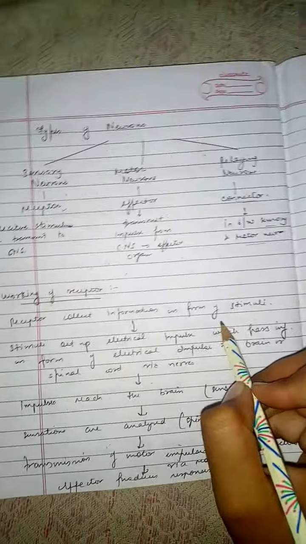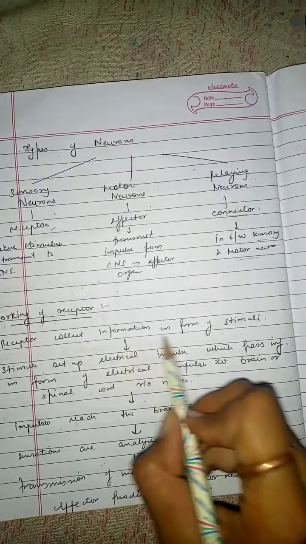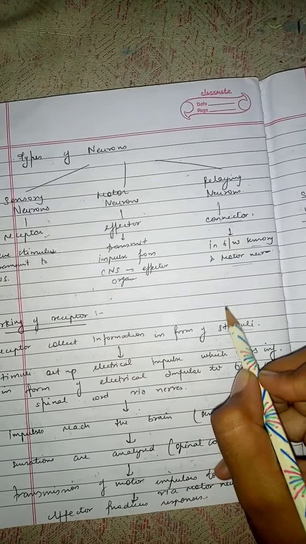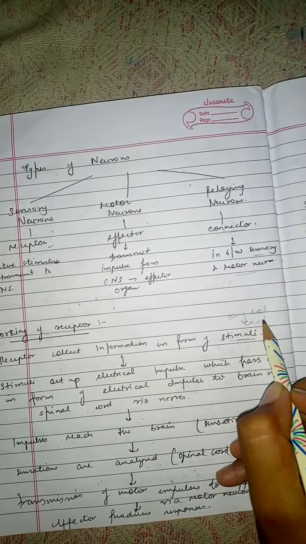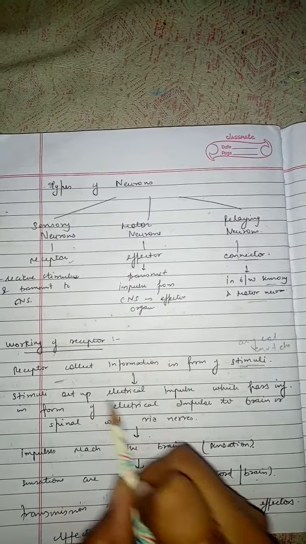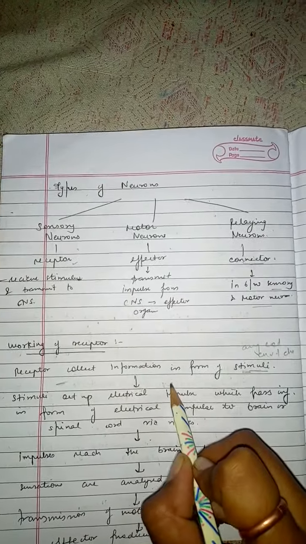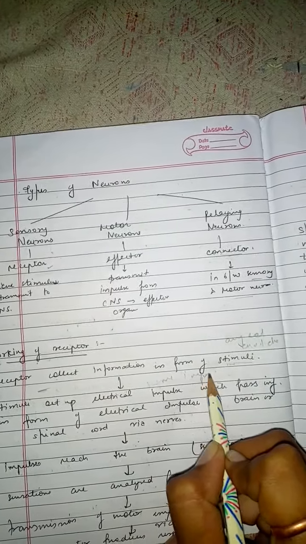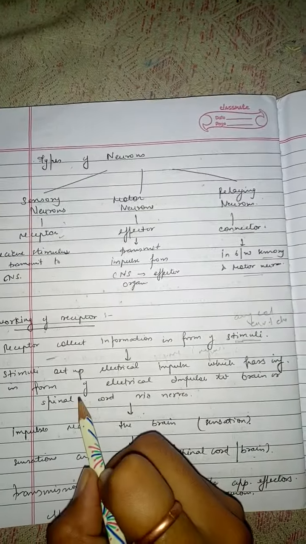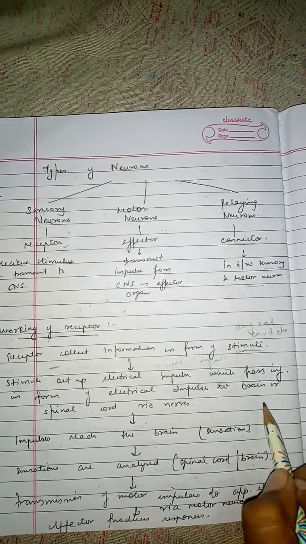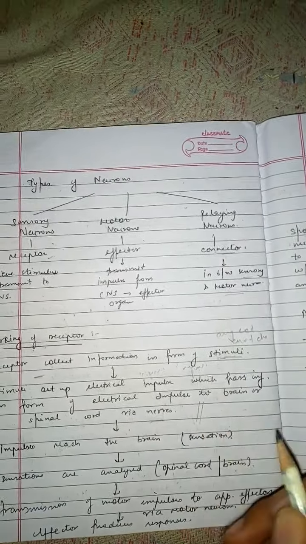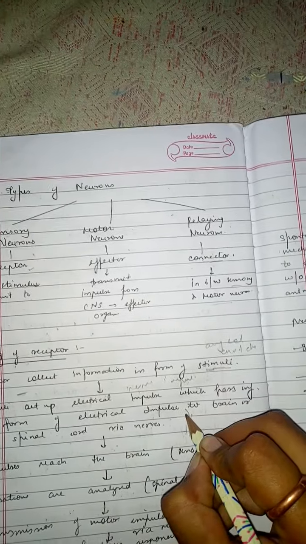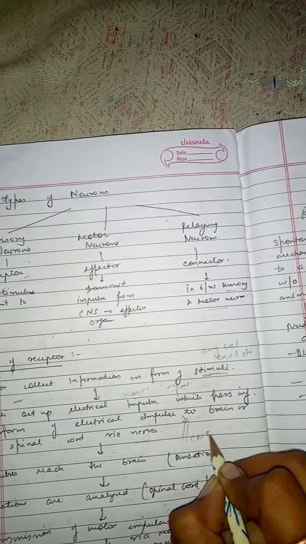Now the working of a receptor. Receptors collect information in the form of stimuli. A stimulus is any external environment change. Whenever a receptor receives a stimulus, this stimulus sets up an electrical impulse, also called a nerve impulse, which passes information in the form of electric impulse to the brain or spinal cord via nerves. Nerves are the connections by which the nerve impulse is transmitted from receptor to the CNS.